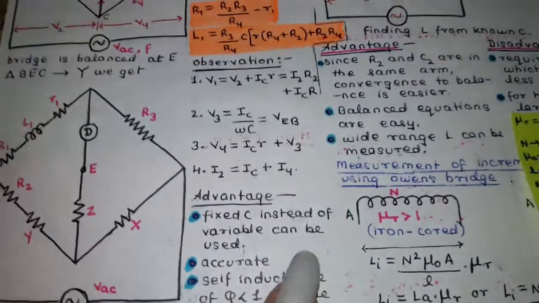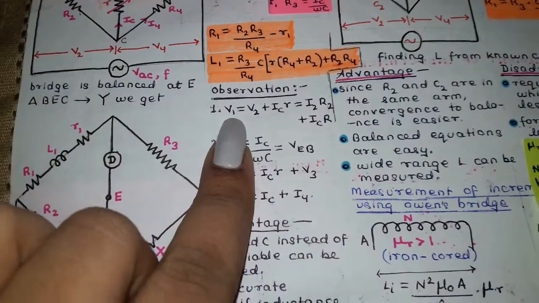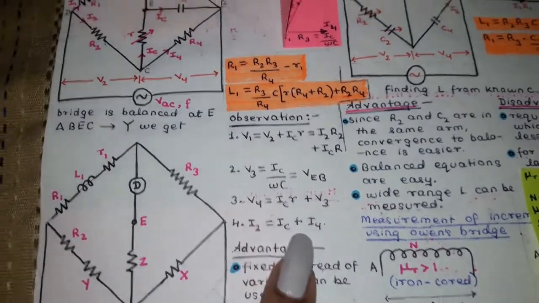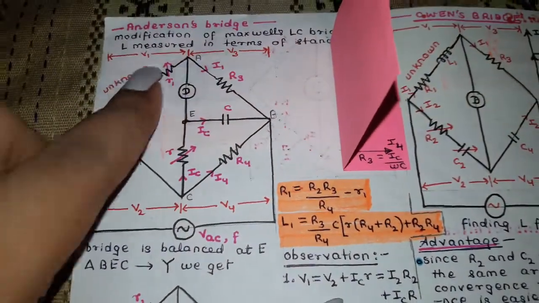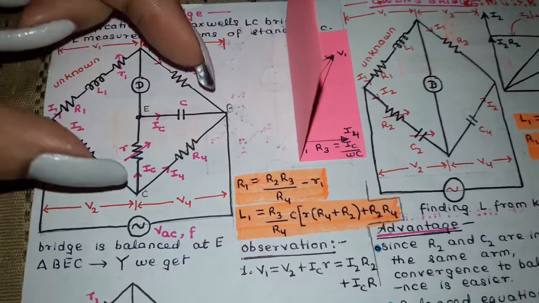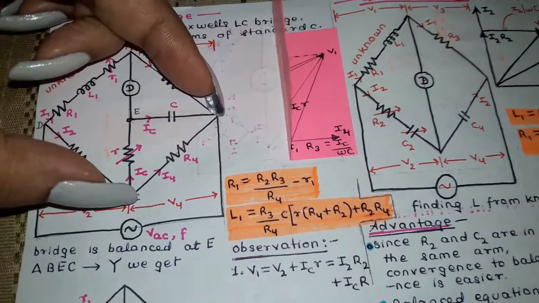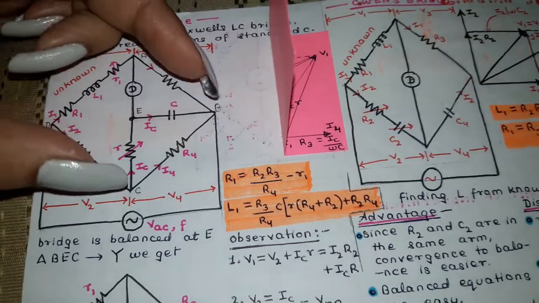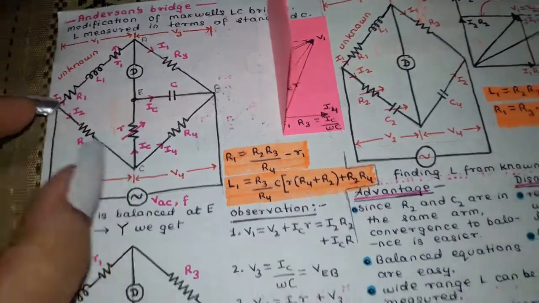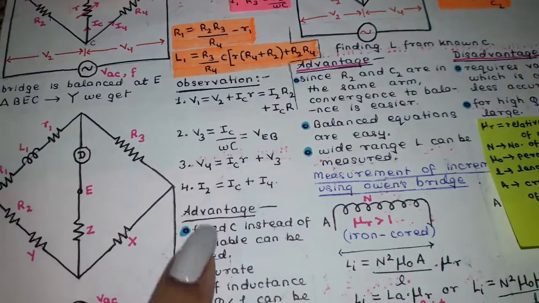Then we have the following observations. V1 is given by this formula, V3 is given by this formula, V4 is given by this formula, and so on. Here you have V1, V3, V2, V4, the voltages between the nodes. If the question asks you to find the voltage across this particular arm or this particular arm, you can easily use these formulas.